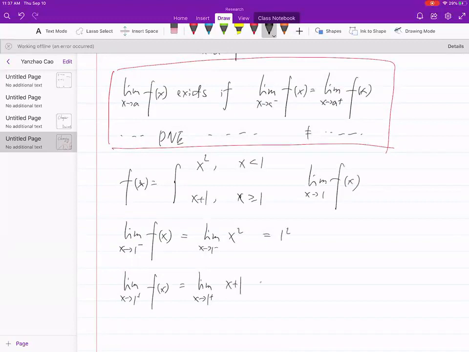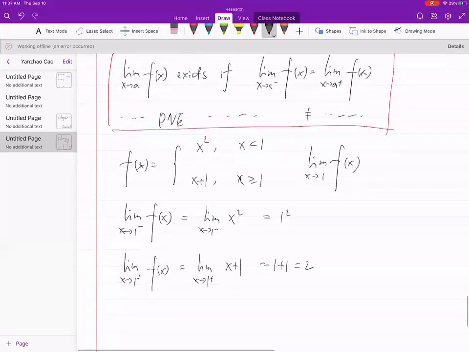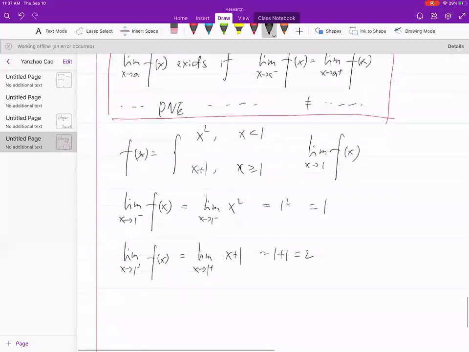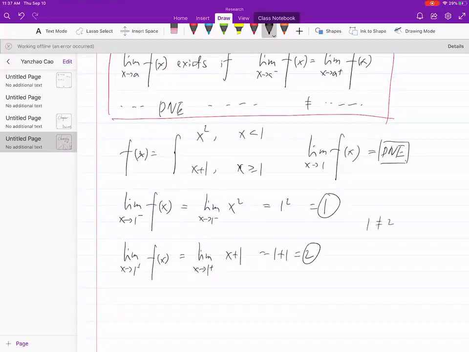After that, on the left the limit is 1, on the right it is 2. Are they the same? Then the limit does not exist, because 1 does not equal 2. Okay, that's the idea for this.